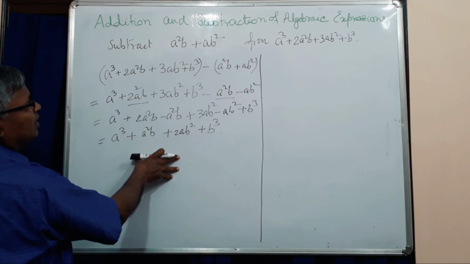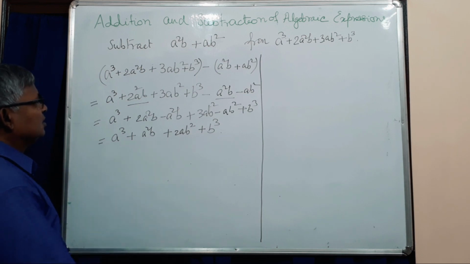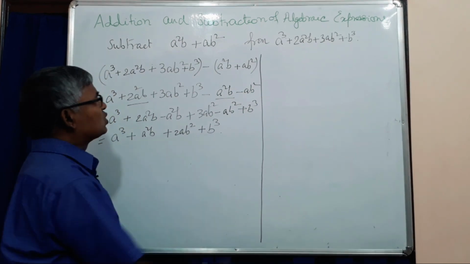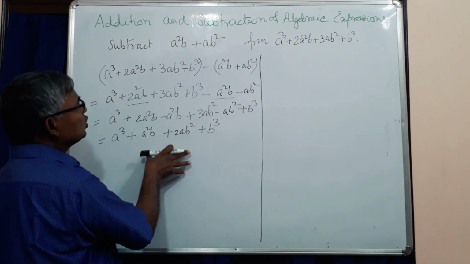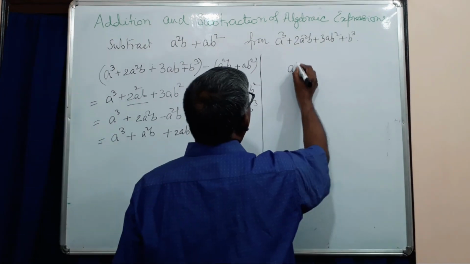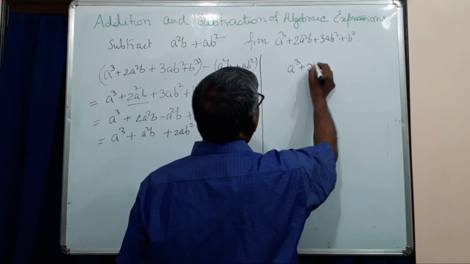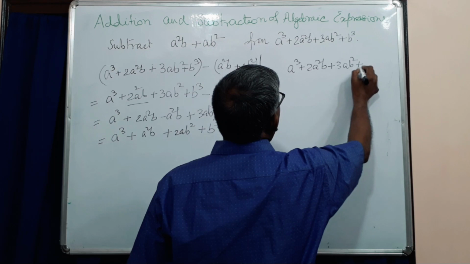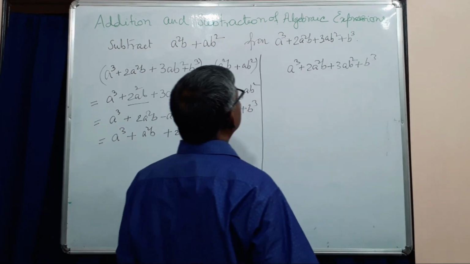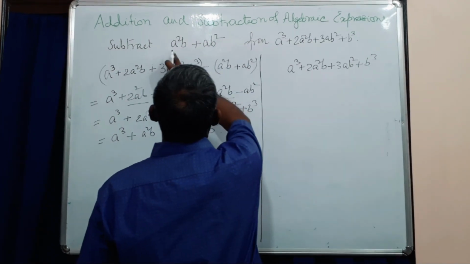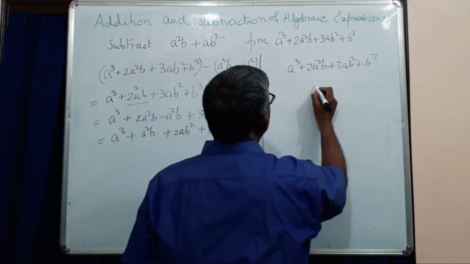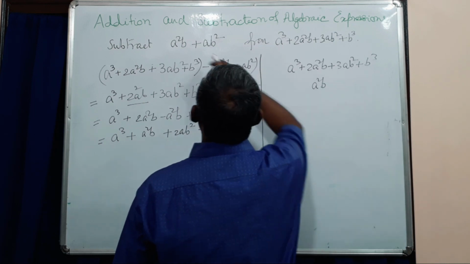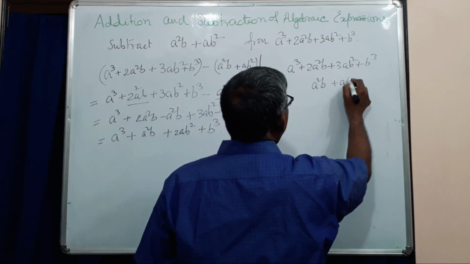So it is the simple way, and this method is frequently used. So please follow this rule carefully. Write a cube plus 2a square b plus 3ab square plus b cube. Here you see a square b, so it will be written as a square b just below the number, and plus ab square plus ab square.